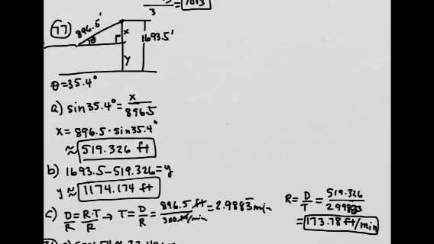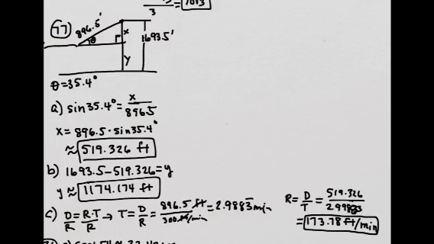Okay, so distance equals rate times time, and so if I divide by rate, I get time equals distance divided by rate. So here's the distance they travel along the path. Here's the rate. So that gives me, at that speed, it takes them almost 3 minutes to travel. So here's the time.